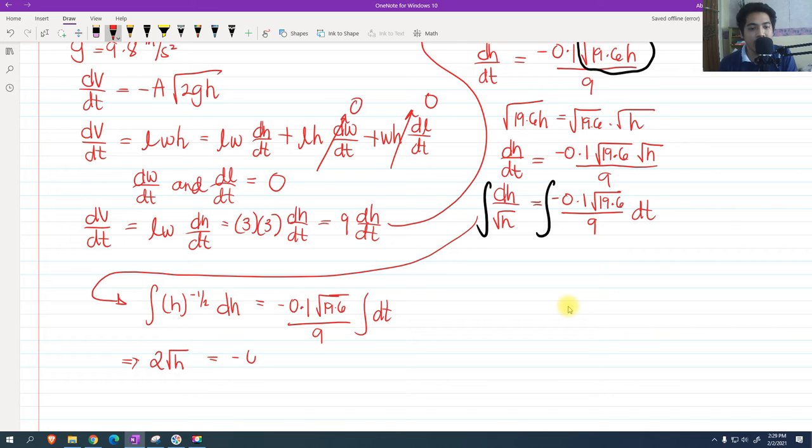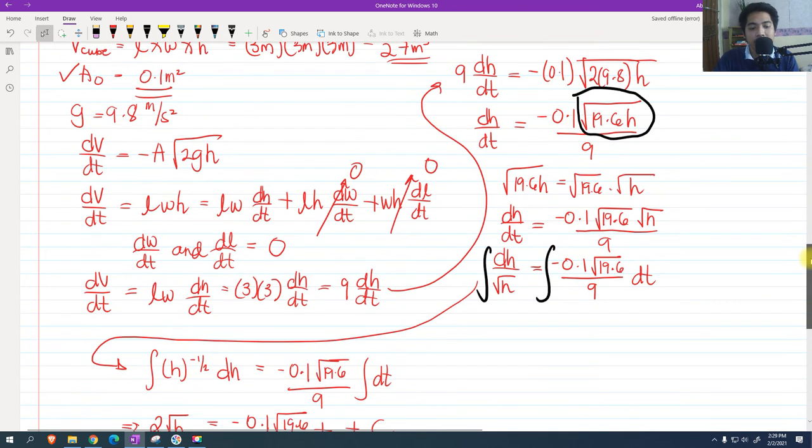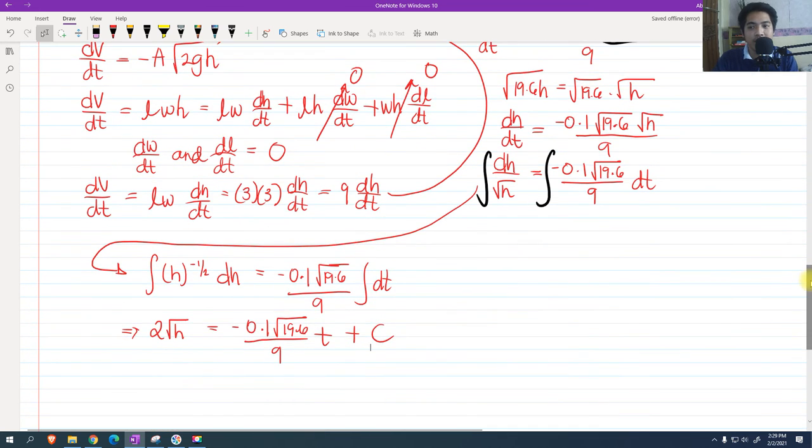And then negative 0.1 square root of 19.6 all over 9 t plus c. And then, of course, we need to find the value of c.